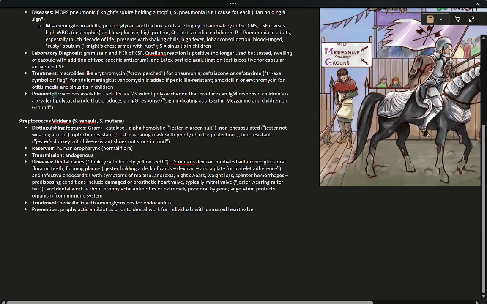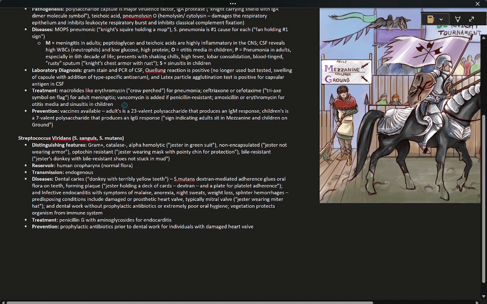And then for prevention, there are vaccines available. So for adults, it is a 23-valent polysaccharide that produces an IgM response. And then for children, it is a 7-valent polysaccharide that produces an IgG response. The way to remember this is to think about the sign indicating that the adults sit in the mezzanine, and children sit on the ground.